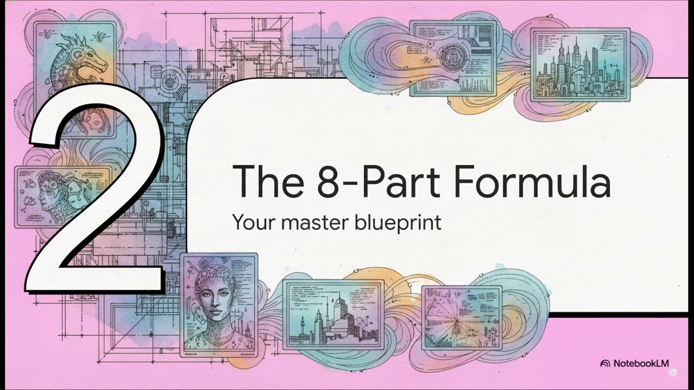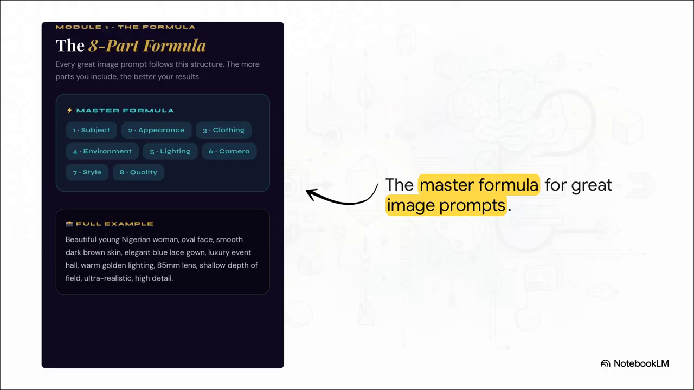Moving on to section 2, the 8-part formula. Now, this framework is going to be your absolute best friend. It's the master blueprint for image prompts. Every great image prompt follows this exact sequence. We start with a subject, then appearance, clothing, environment, lighting, camera, style, and finally, quality. By locking in all these parts, you're taking total control over what comes out the other side.